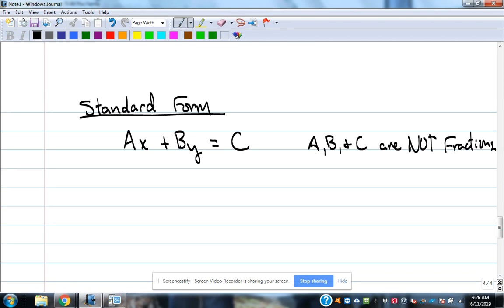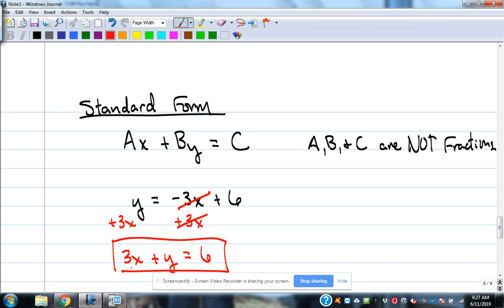Now, one of the beautiful things about this is if you've got an equation that's in slope-intercept form, something that looks like that, it is super easy to get x back on the other side. And you get it in standard form by doing that. If I just add 3x to both sides, it cancels it out over there, and I've got 3x. That's a positive y, so I'm going to put plus y is equal to 6. And hey, what do you know? We're into standard form there.